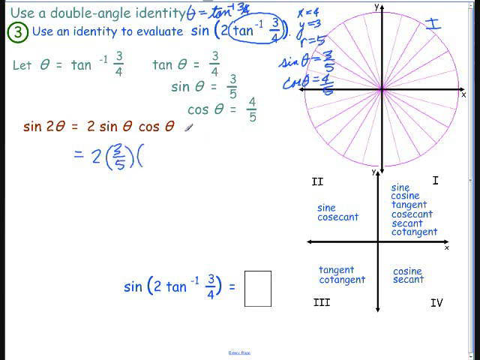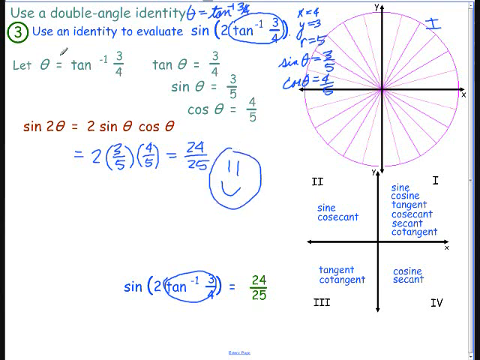And the cosine will be 4/5. So we end up with 2 times 12, 24/25. So the sine of double this angle is equal to, let's make sure I got it right, that I didn't introduce some foolish error. Good. Whoops. Can't make a smile unless I've got the pen in my hand. Okay.